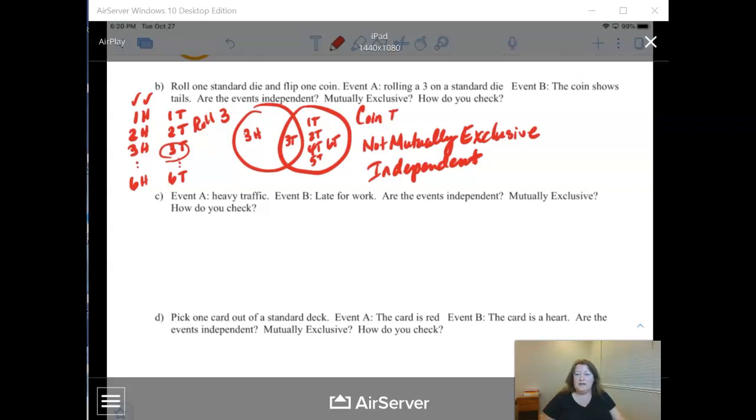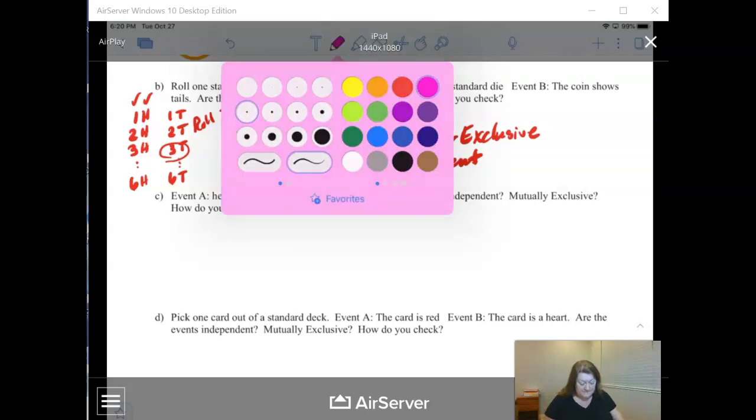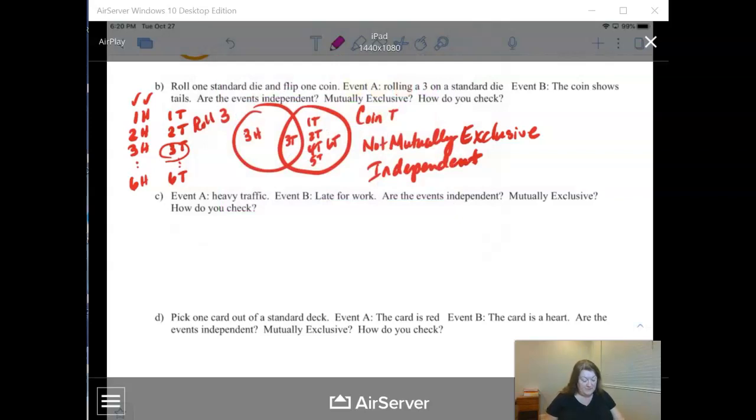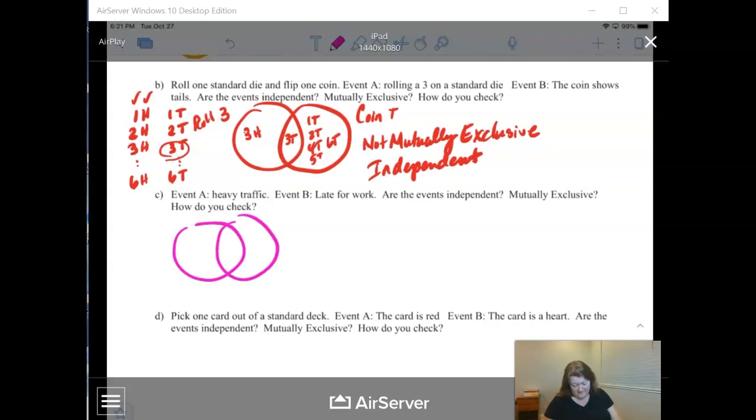All right, so here's another one. Event A is that there's heavy traffic. Event B is that you're late for work. Okay, are the events independent, mutually exclusive? How do you check? So could I have heavy traffic and be late for work? That sounds like it could be an overlap. So traffic and late. Here's all the other days where I just had traffic, but I wasn't late. Here's all the other days I was late, but didn't have traffic. Okay, so I think that this is not mutually exclusive.